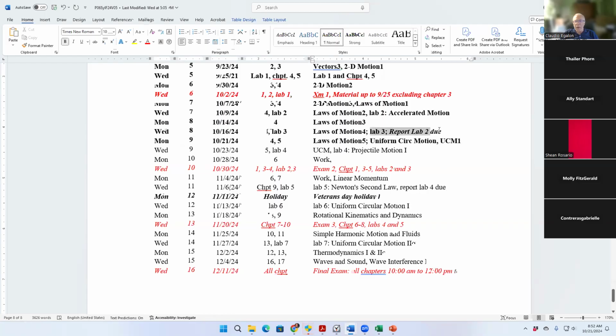Lab 3, okay, we did lab 3, and lab 3 is a lab report. Lab 3 is due next when? Let's see. When is it due? Okay, this coming Wednesday. Lab report 3 due.